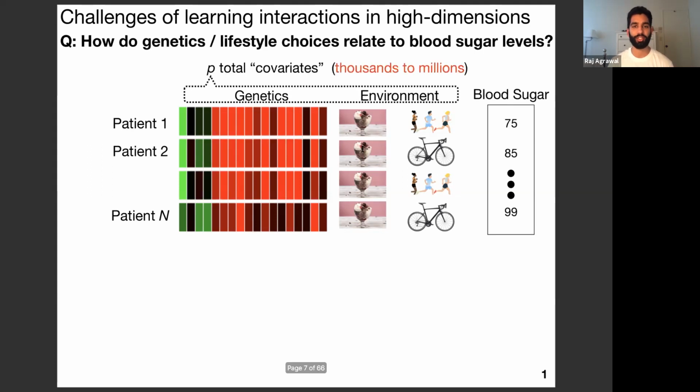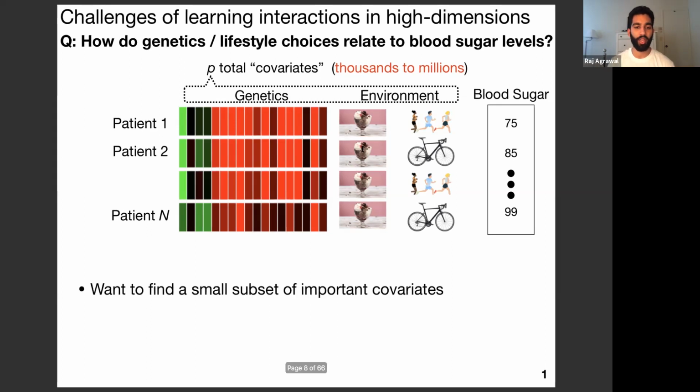But an immediate challenge is that in general, there are thousands to millions of these covariates. So manually scanning through them and relating them to blood sugar levels is just going to be too time consuming. Instead, she might want to find a small subset of important covariates automatically and then follow up on this subset to see which actually have biological meaning.